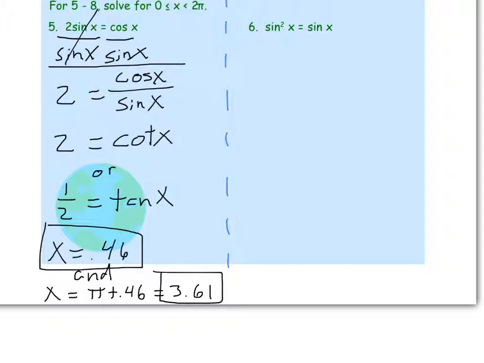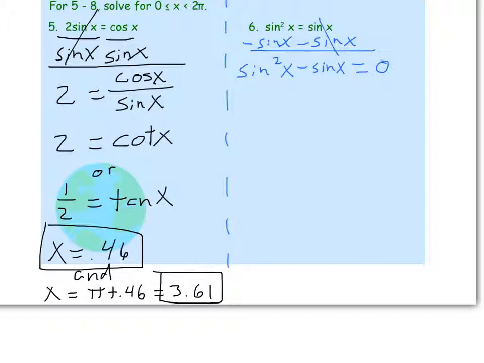Let's look over at 6. We have sine squared of x equals sine of x. This is kind of a tricky one to do. And the first thing I would do at this point is subtract sine of x, so that on the right side we get 0. On the left side we'll have sine squared x minus sine of x.